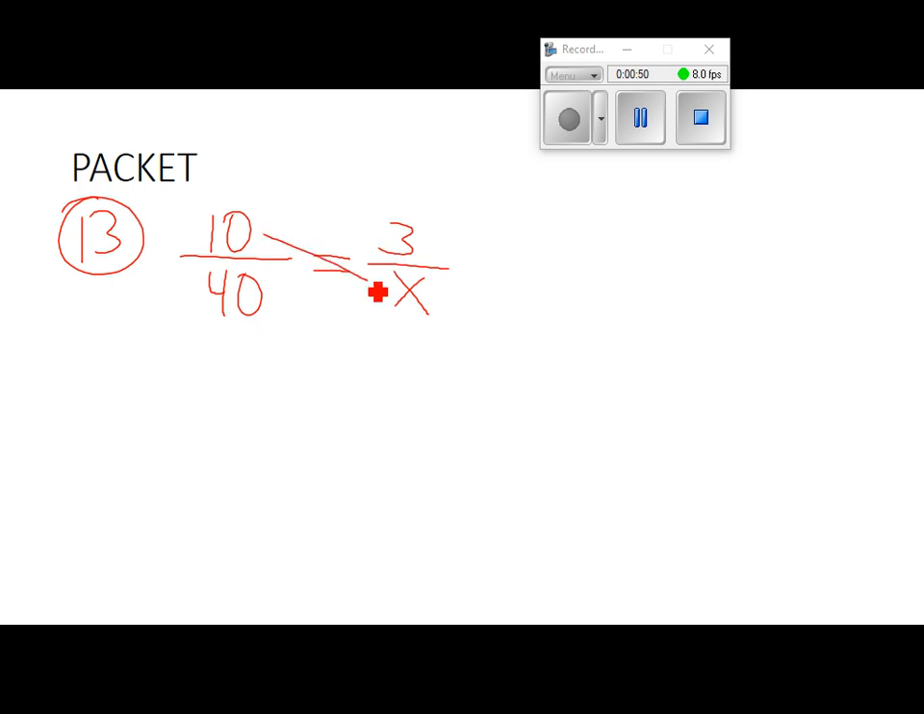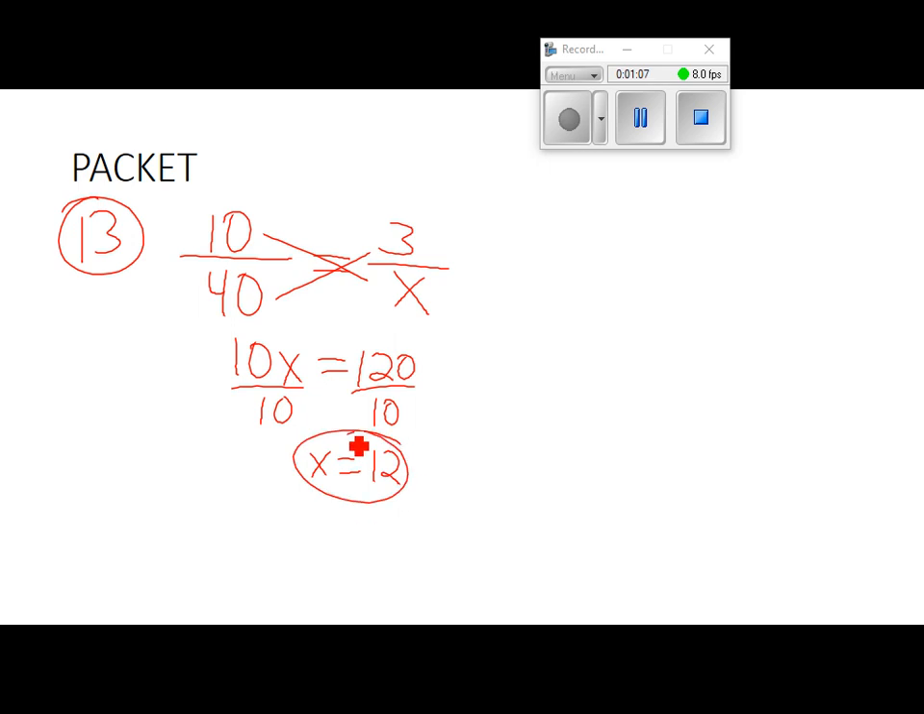Yeah. We cross multiply, what do we get going that way? Make sure you got your calculators. What do you get going that way? 120. Now what? Divide by 10. What's X equal? 12. Next question.